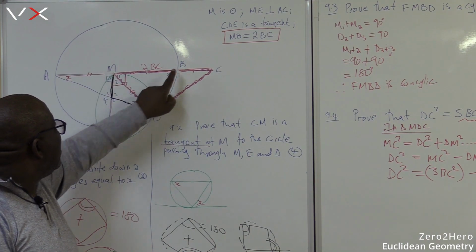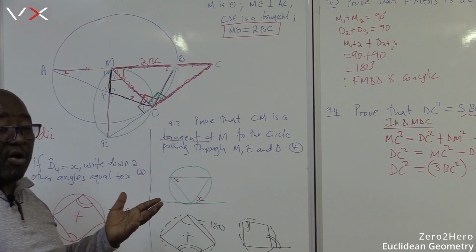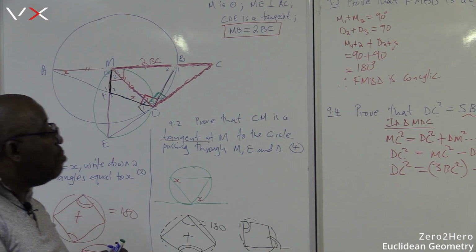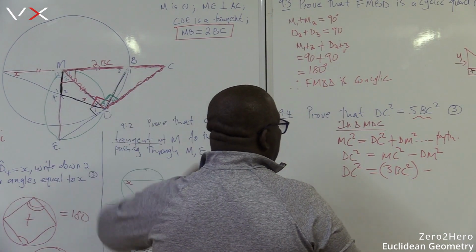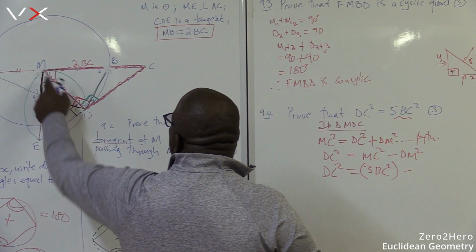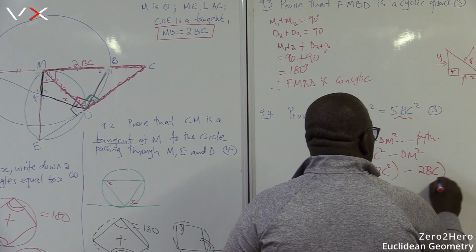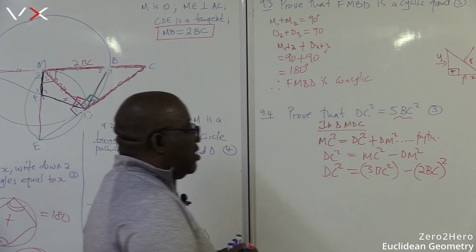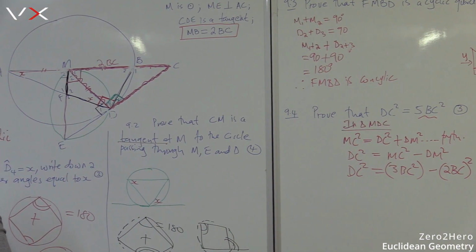Remember that MB is the same as MD. Why are these two the same? The radii of the same circle. Therefore, I can remove MD and put BC. Right? How many BCs are these? 2 BCs. So it's minus 2 BC squared through substitution. Right, that's what we have. We only have BCs now.